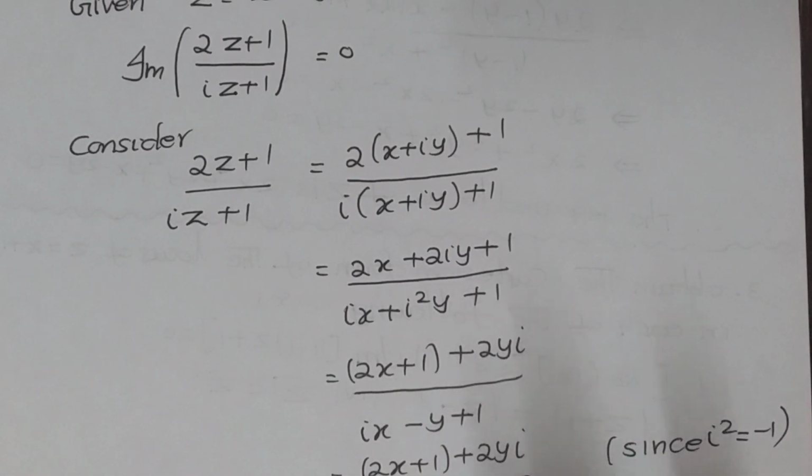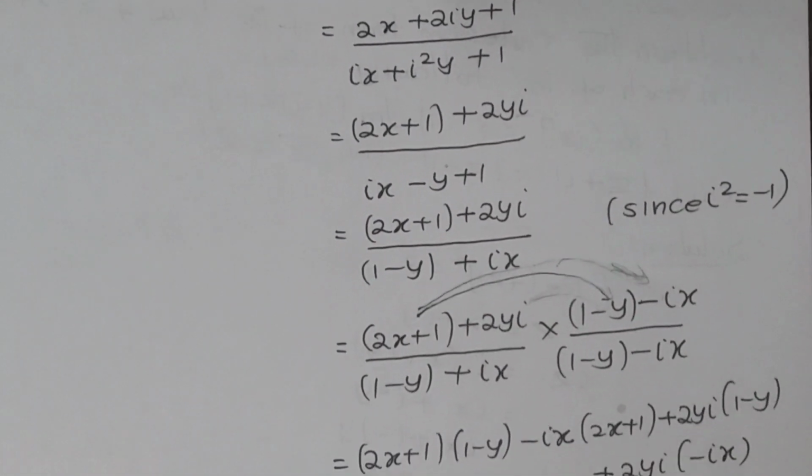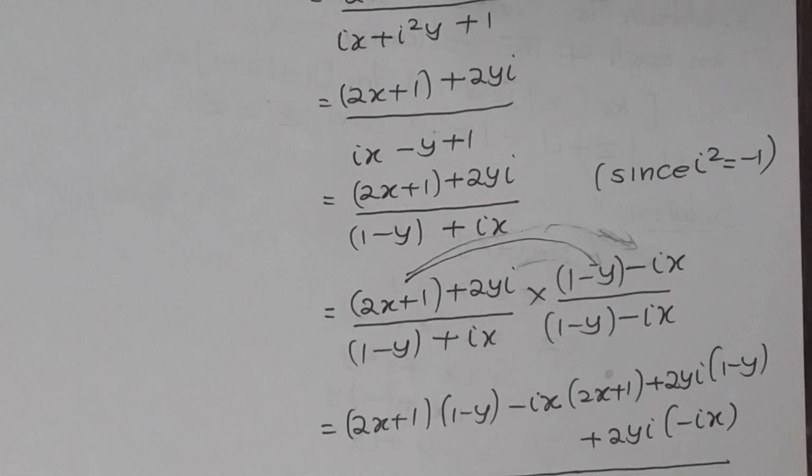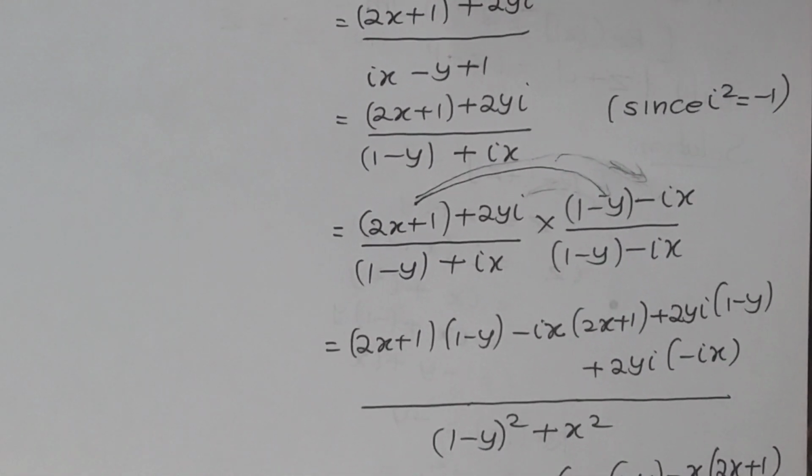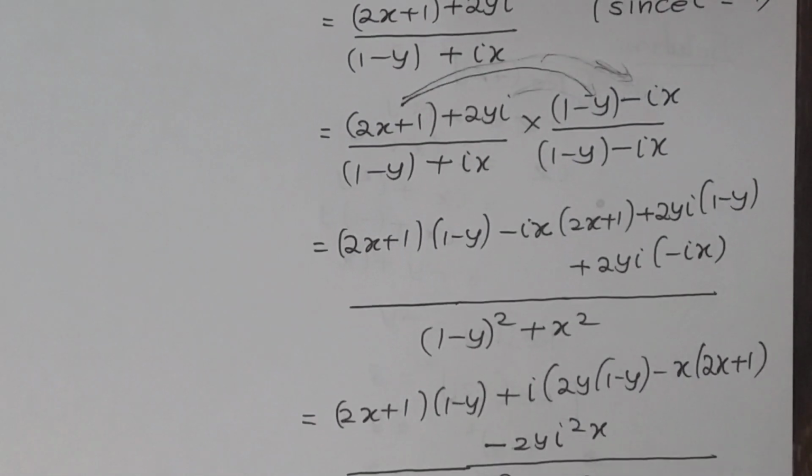Put the z value as x plus iy. Arrange both numerator and denominator as complex numbers. Then it becomes a division of two complex numbers. Then you take the complex conjugate and multiply both numerator and denominator. Then the numerator you have to multiply again. Denominator no problem: x plus iy into x minus iy, x square plus y square.